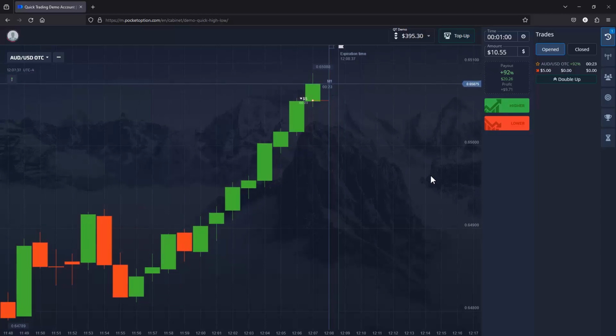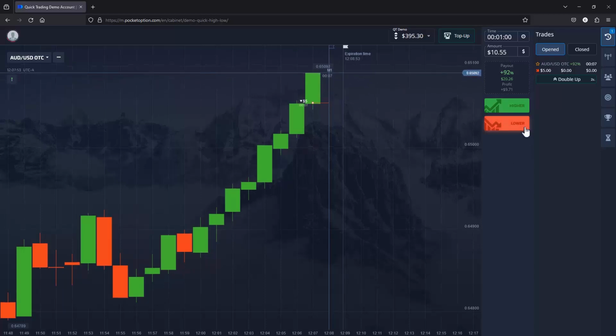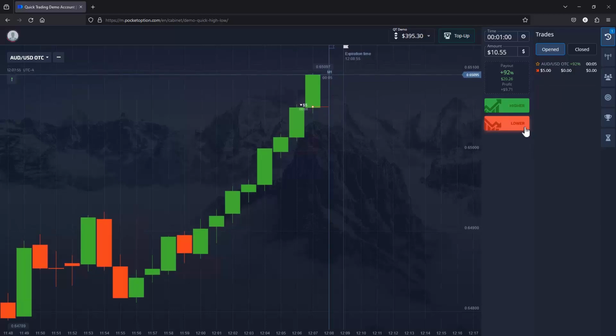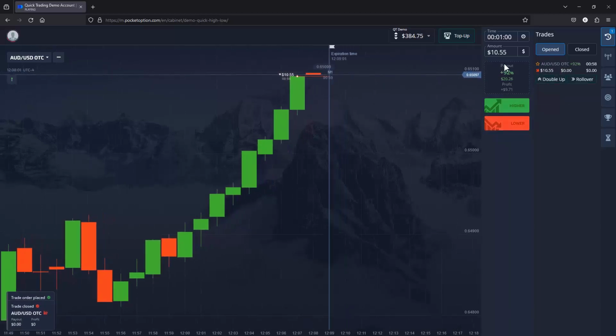About 20 seconds left to the candle closing time. Yeah, it's likely gonna be a losing trade, so I have to enter the second trade. 10 seconds left. It's likely gonna close with green color. I hover my mouse over lower option for the best trade entry timing. Let's go. I just entered the second trade.